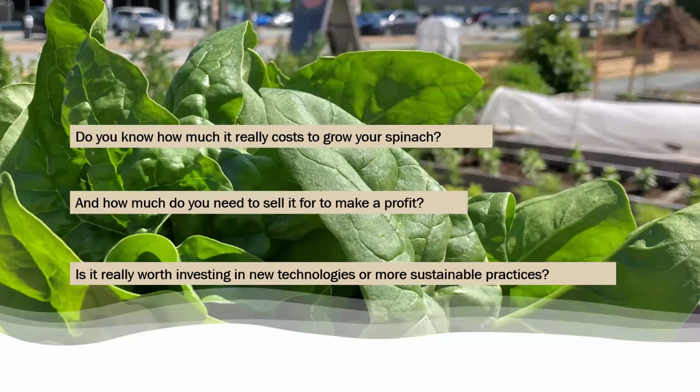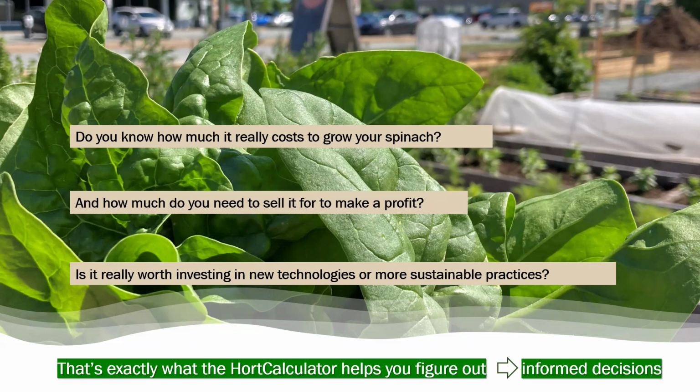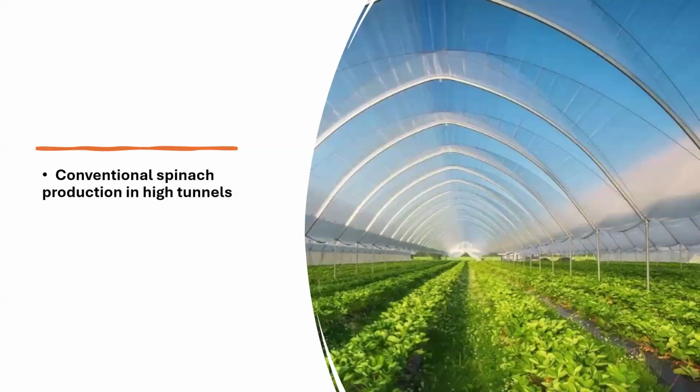So these questions might sound simple most of the time, but many growers still struggle to answer them accurately. So having this information is crucial for making smart, strategic business decisions. So the Hort Calculator helps you to understand your production costs, set fair prices, and assess the financial impact of different practices, such as switching to biological control strategies. So to make this more concrete, we'll walk you through a practical example of a spinach grower who uses high tunnels and conventional management techniques.